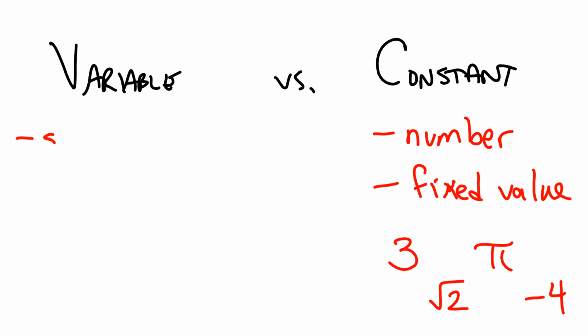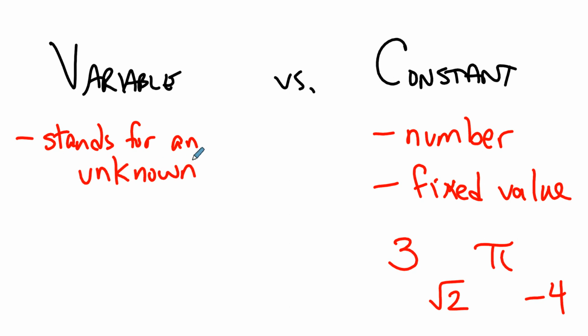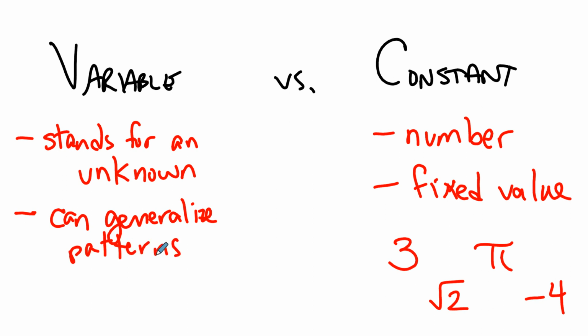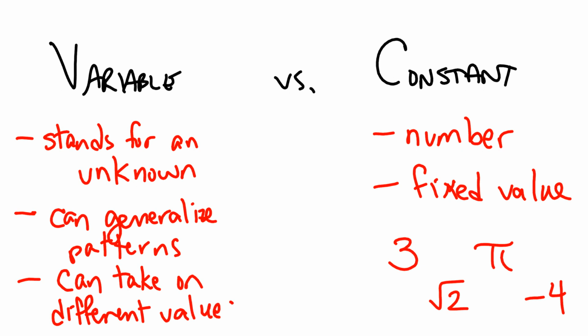By contrast, a variable stands for an unknown. It is some quantity that we do not know everything about, but we might know some relationships about that quantity. Variables can generalize patterns, and variables can take on different values at different times.